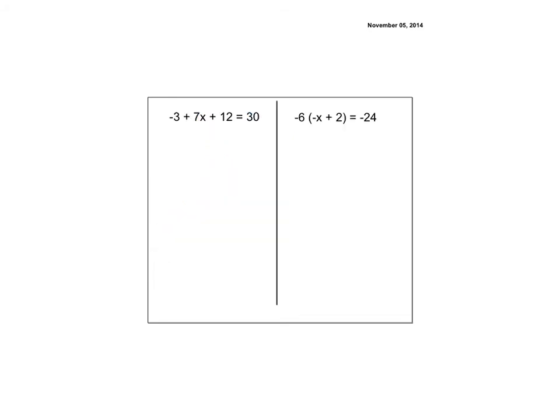So here we have a few different things. We have a few more steps we're going to have to take, but the first thing you always want to try to do is combine like terms if possible. All right, now I see that my negative 3 and my 12 are on the same side of the equal sign, and they are like terms because they both do not have a variable with them. So I'm going to just combine those together.